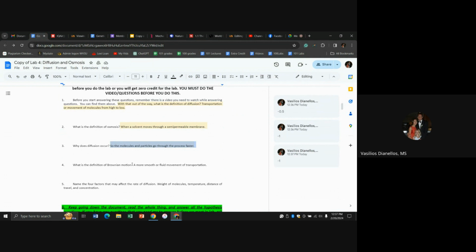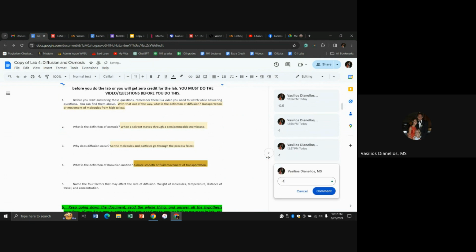What is the definition of Brownian motion? A more smooth or fluid movement of transportation? No. Again, you need to just read the introduction. It's in there. It'll be easy to find.